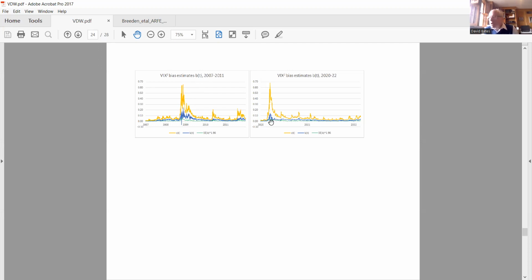The pandemic wasn't quite so pronounced. So here's March of 2020, VIX again shoots up above 80%. Bias also shoots up, but there's a fair amount of bias, just not as much as during the financial crisis.